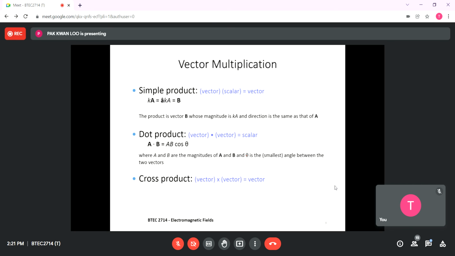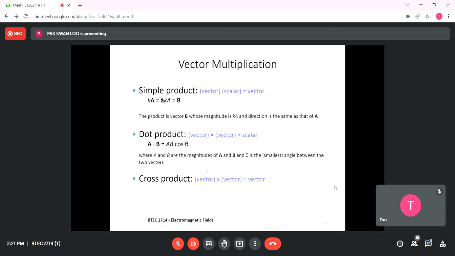When two vectors are dot producted, so vector multiplied by a vector, for this dot product we have a formula here. A dot B is equal to AB cos theta. So the product of two vectors, the dot product, is a scalar. While the cross product, two vectors crossing each other, produces a vector. So all these are vector multiplication.